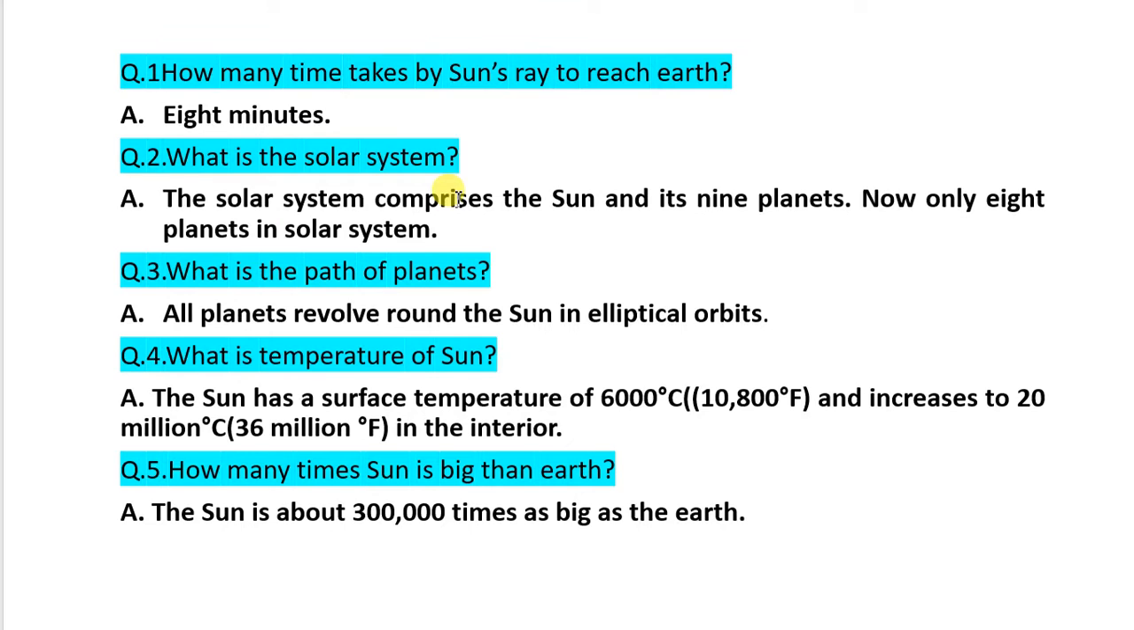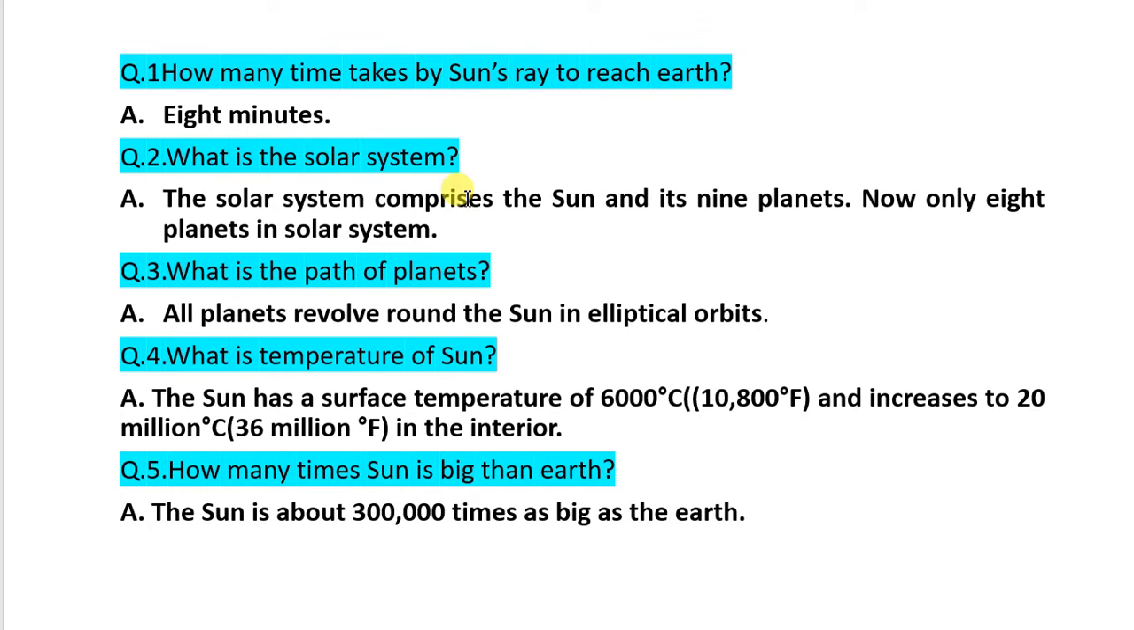Third question: what is the path of planets? All planets revolve around the sun in elliptical orbits. Next question: what is the temperature of the sun? Answer is the sun has a surface temperature of 6,000 degrees centigrade and increases to 20 million degrees centigrade in the interior.